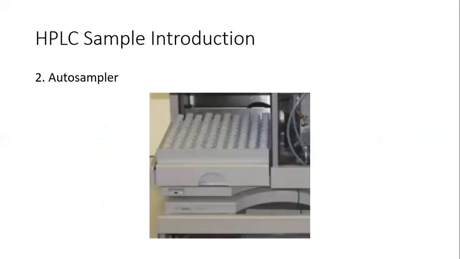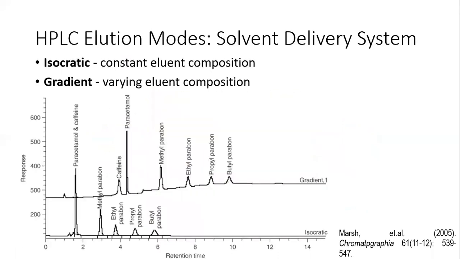So again, meron ding auto-sampler for your HPLC. So dito, you just need to prepare your sample. So kung sa GC, meron kayong programming for your oven. So sa HPLC naman, you can determine the composition of your mobile phase. Okay? You could either use an isocratic mode or a gradient mode.